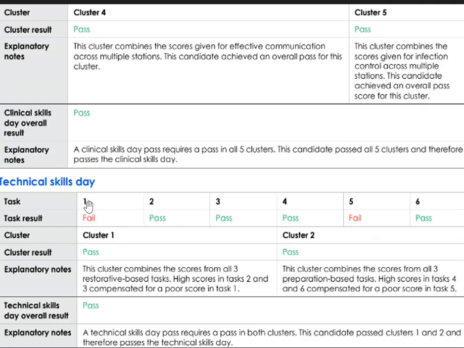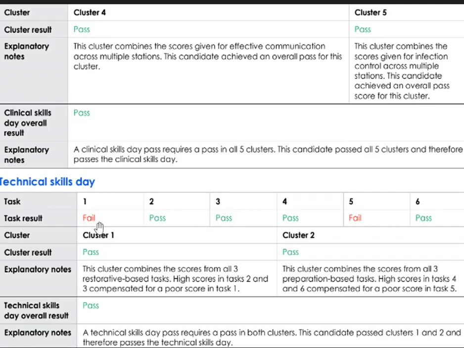So the candidate, despite failing the composite restoration, passed the restorative cluster. What the candidate should learn from this is that even if you are failing a station or a task, you should try to make sure that you don't fail it badly. Let's say this candidate failed the composite restoration, okay? And he failed it not very badly. So his score got compensated for by the next 2 tasks in the restoration based cluster.